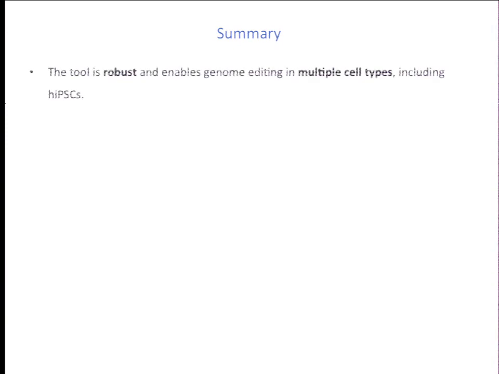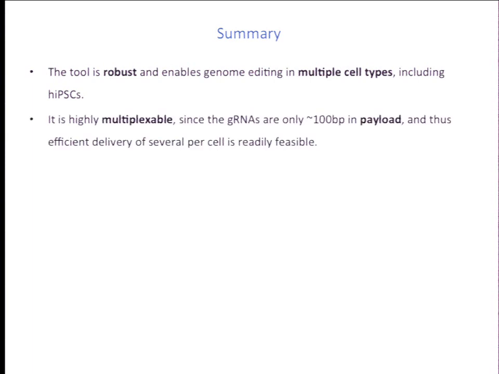So as a summary of this first part of the work, the tool is indeed robust, and it enables genome editing across a range of cell types, including human iPS cells. It is also highly multiplexable, since the guide RNAs are only about 100 base pairs in payload, and therefore efficient delivery of multiple of these per cell is readily feasible.